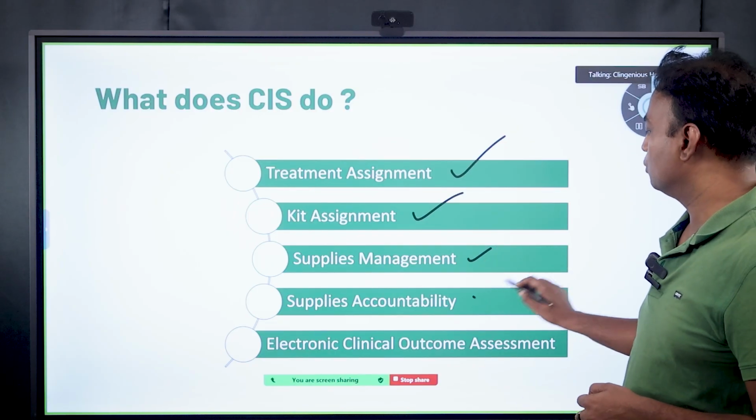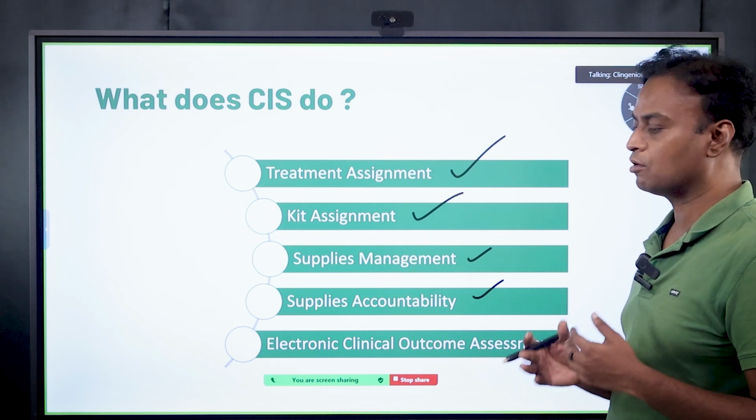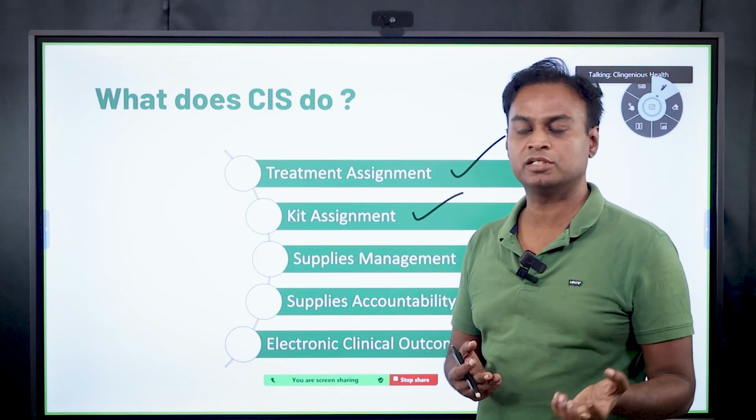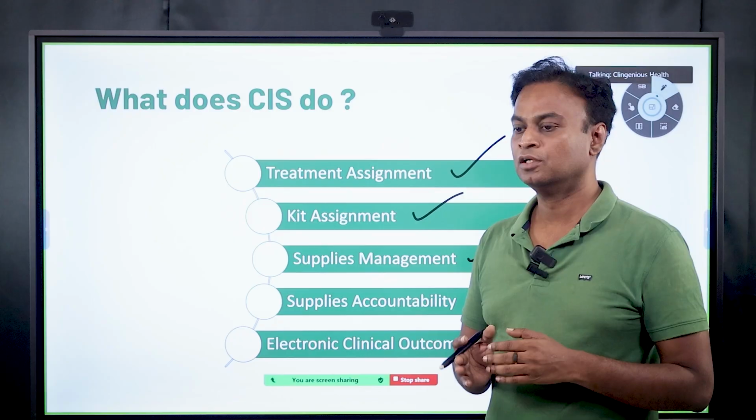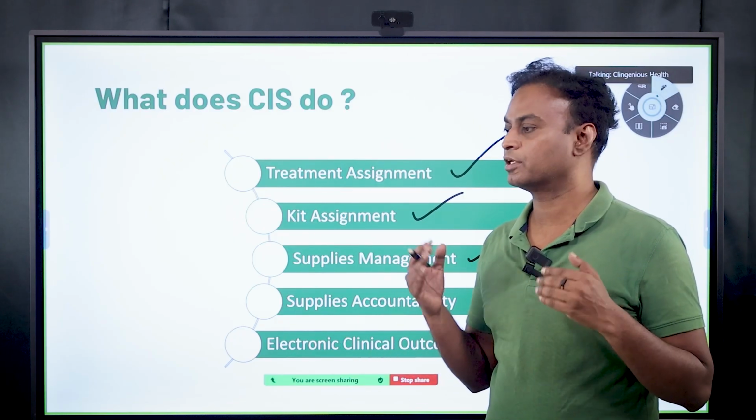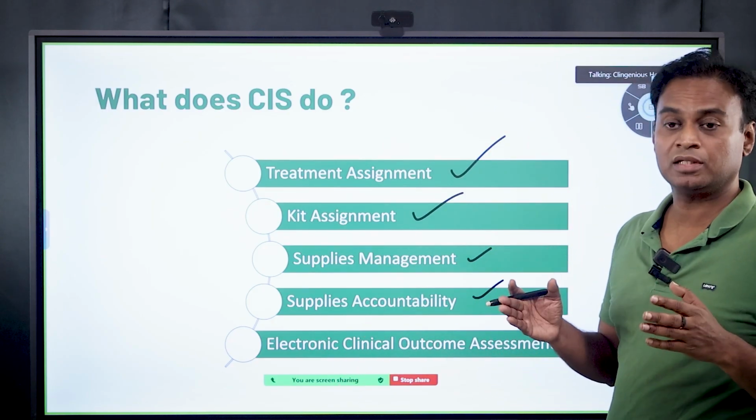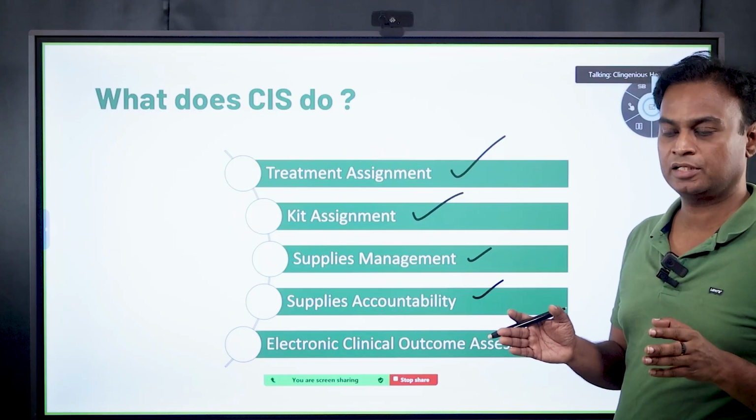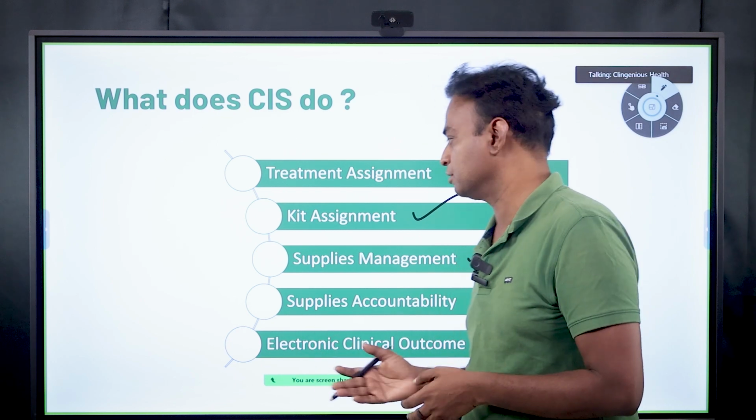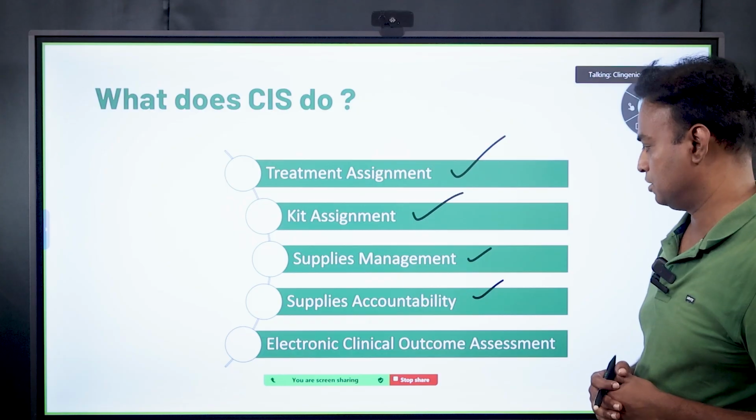And the next one is accountability. Once you complete the clinical trial, all the supplies have to be accounted for. So in a particular visit, how many capsules he has taken, how many he has left, what is the compliance. For example, in a month, if he has to take 30 tablets and he has taken 30 tablets, then the compliance is 100%. But if the patient has taken only 15 tablets in a month of 30 days, then the compliance is only 50%. He did not take the complete medication. So all this supplies accountability and returning the kits is done by the IRT system.